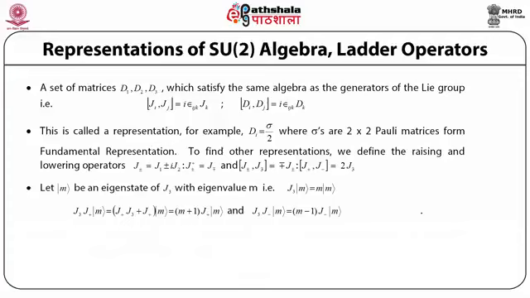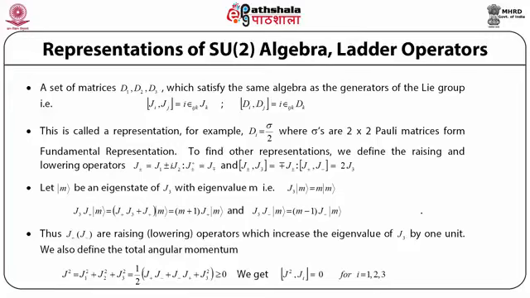It means that J+ and J- are the raising and lowering operators which increase or lower the eigenvalue of J3 by 1 unit, because you can see that J3 acting on the vector J+|m⟩ is equal to (m+1) J+|m⟩. So J+|m⟩ is an eigenvector with eigenvalue m+1. And likewise, J-|m⟩ is an eigenvector of J3 with eigenvalue m-1. Thus, J+ and J- increase or lower the eigenvalue of J3 by 1 unit.